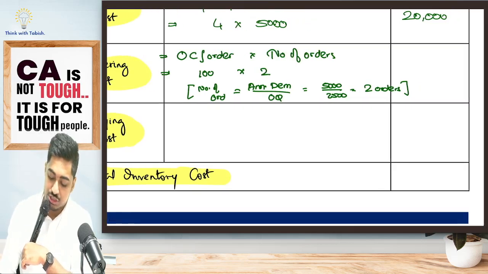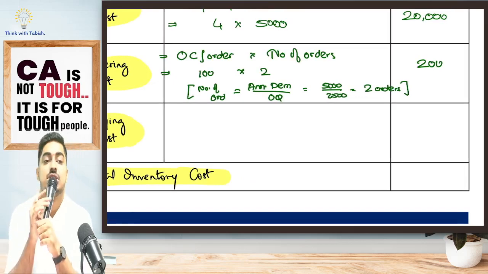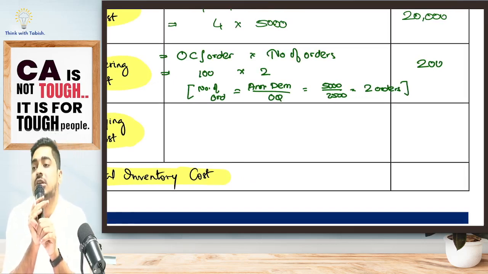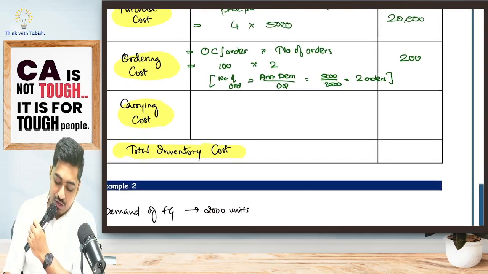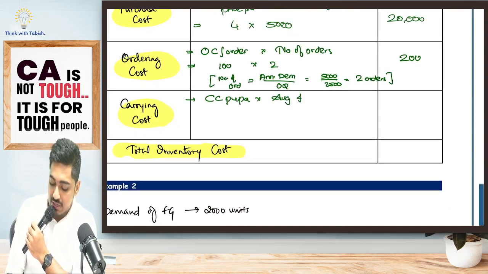For 2 orders, how much should it be? 200 rupees. Yes or no, everyone? Perfect. Then I should also be calculating my carrying cost. Carrying cost, what is the formula? It is carrying cost per unit per annum into average inventory.